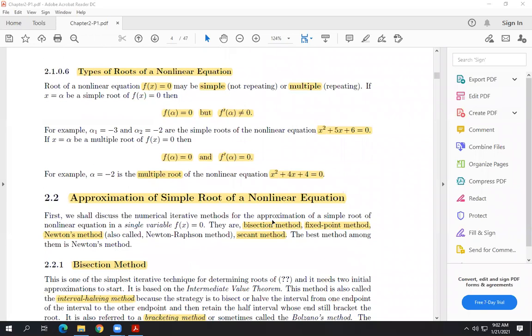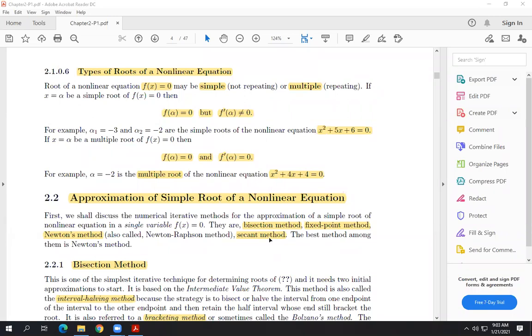And for the simple root, I told you we have to use 4 methods: bisection method, fixed point method, Newton method, and the secant method. And if the teacher asks you to use the best method for the simple root, you go for the Newton one. Those are the things we finished. And I told you one more important point, that all 4 numerical methods for approximation of the simple root of a nonlinear equation belong to the iterative group, the indirect group.